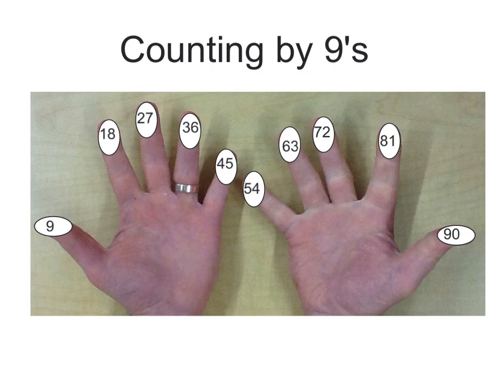Counting by nines, here we go. 9, 18, 27, 36, 45, 54, 63, 72, 81, 90.